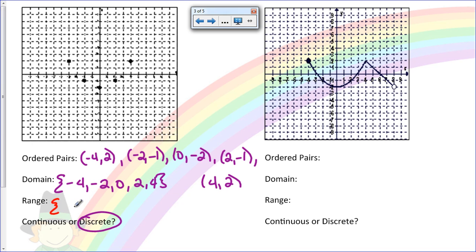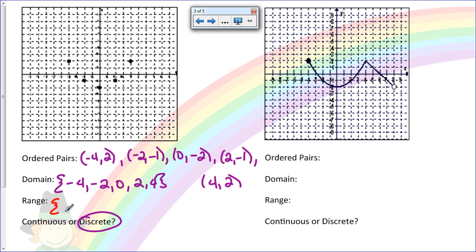Now our range is going to be all of the y values. So I'm going to go through here and just list the y values. And again, they have to be in order least to greatest. So I've got 2, -1, -2, -1, and 2. Well, the -1s repeat and the 2s repeat, so I'm only going to write them once, because once it's there, there's no reason to write it again. But I have to start with the smallest one.